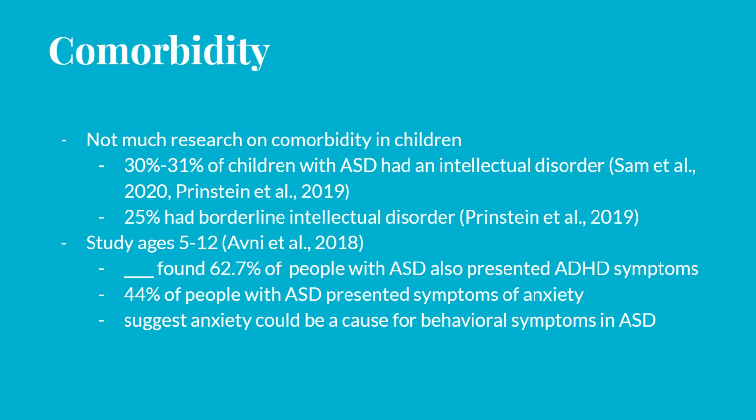Comorbidity. There is a rate of about 31% of children with ASD having an intellectual disorder, as well as having ASD. While there isn't much research into other comorbidities in children, Avni et al.